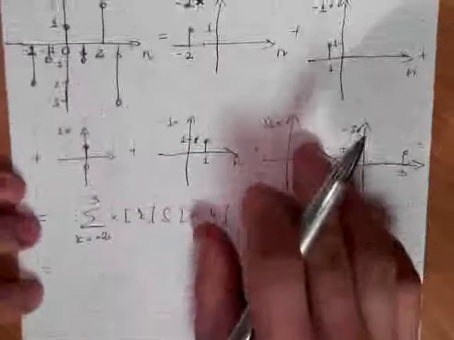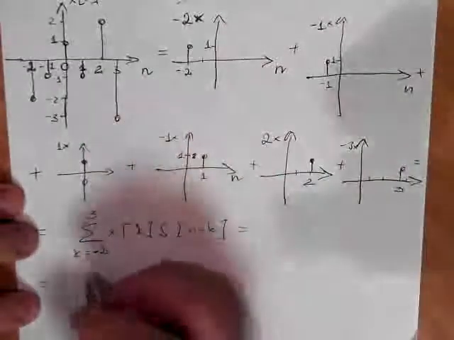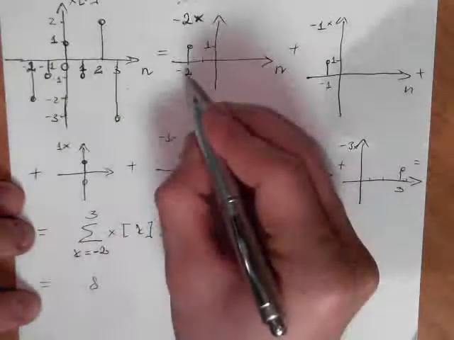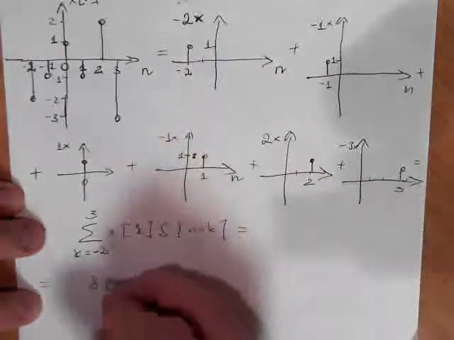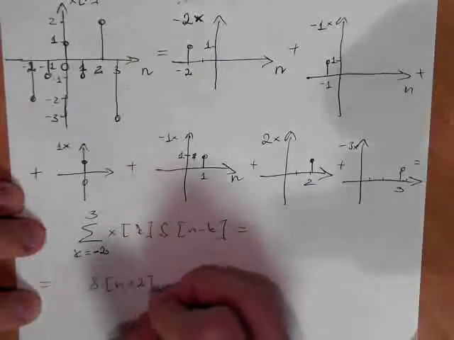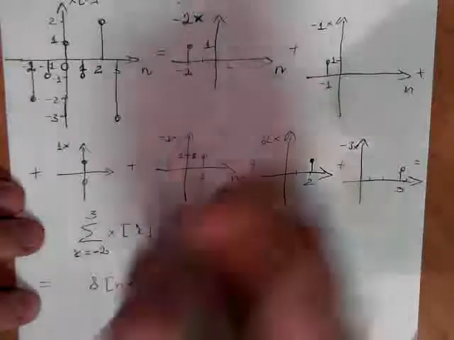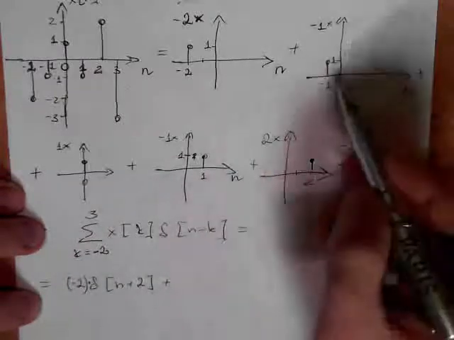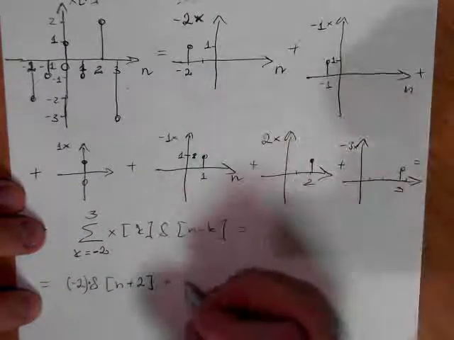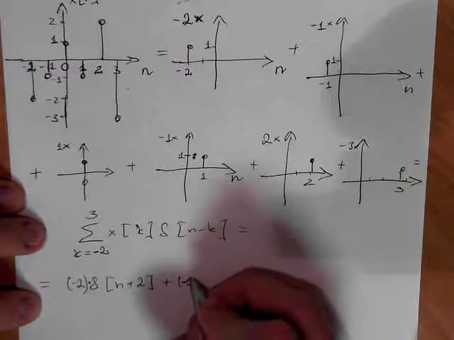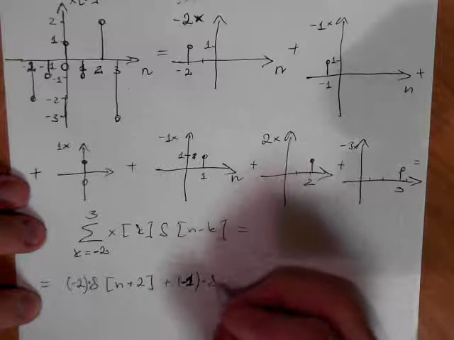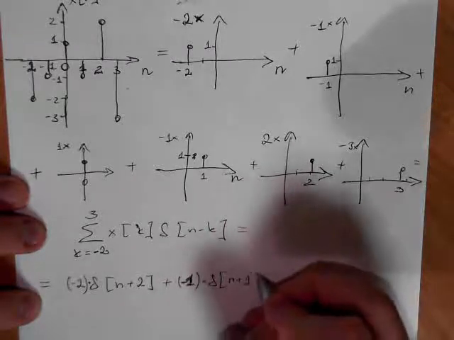That this signal is the delta function shifted to the left by 2, so it means n plus 2, multiplied by minus 2, so here we have multiplication by minus 2. Now we add plus this. This is minus 1, multiplication by minus 1, and times delta function shifted to the left by 1, n plus 1.